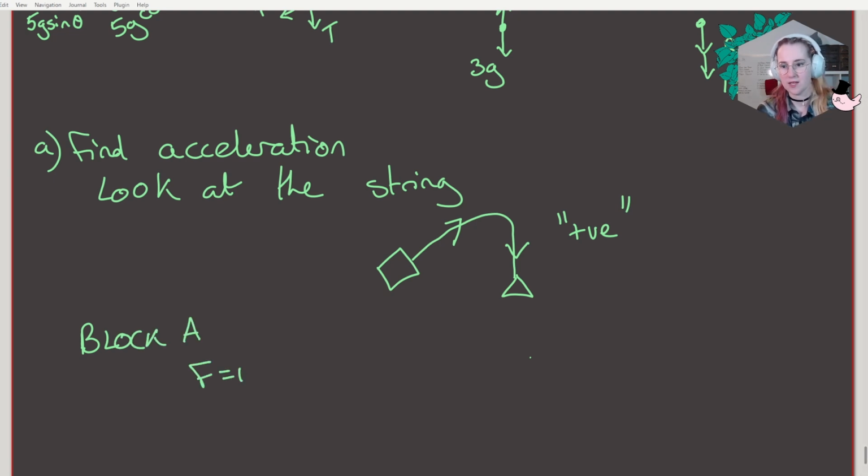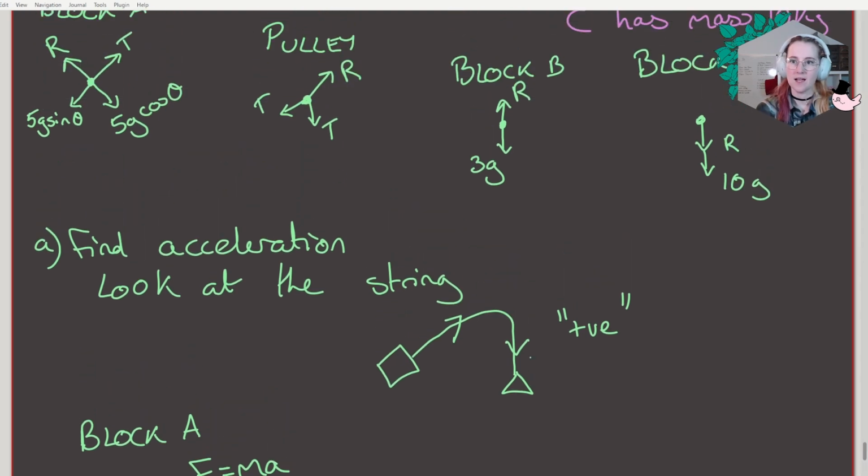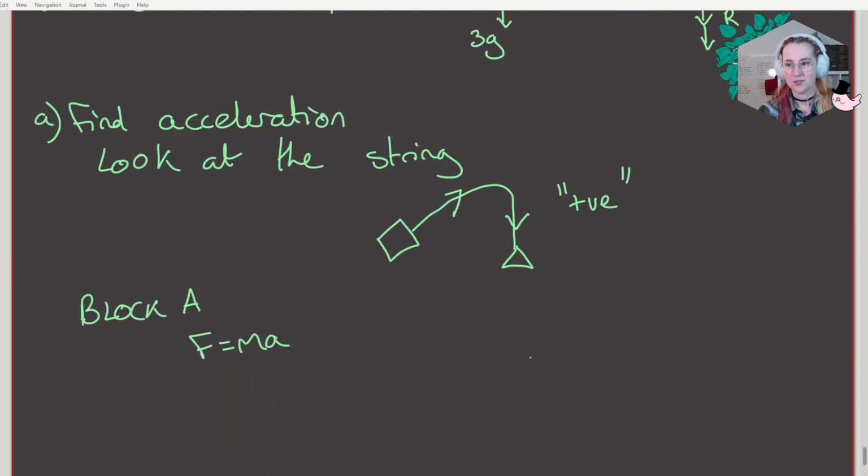So F equals ma. And now in this direction, I have the tension on the string pulling it upwards. And then I also have 5g sine theta, so gravity working against it to kind of counterbalance. So positive is T, and then minus mg sine theta is ma.